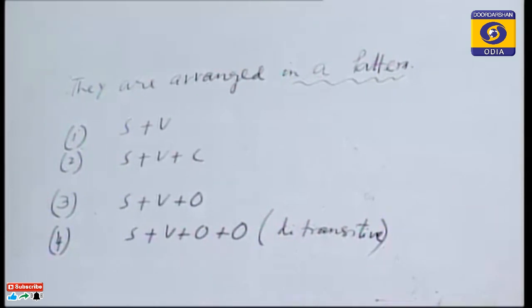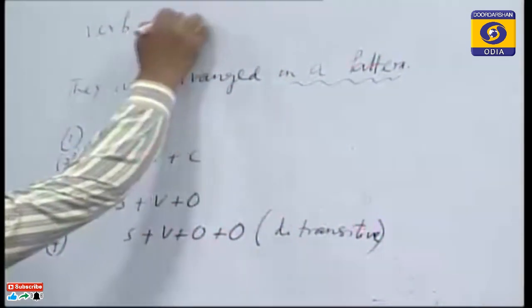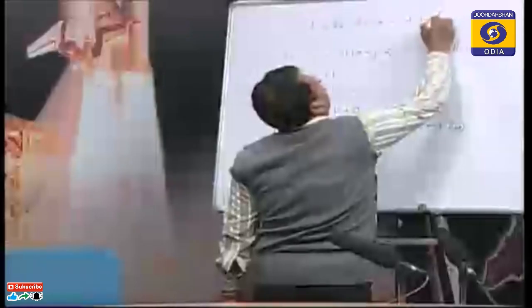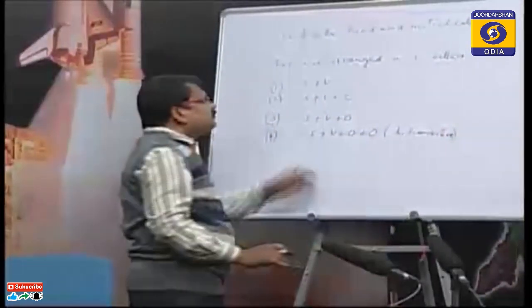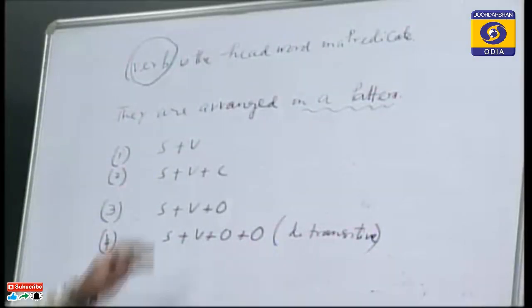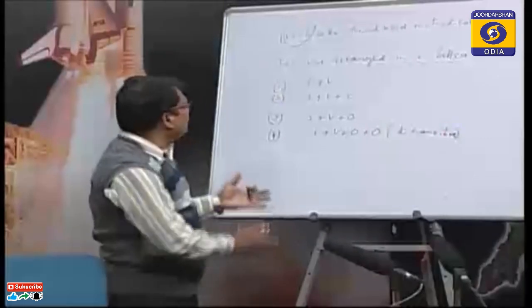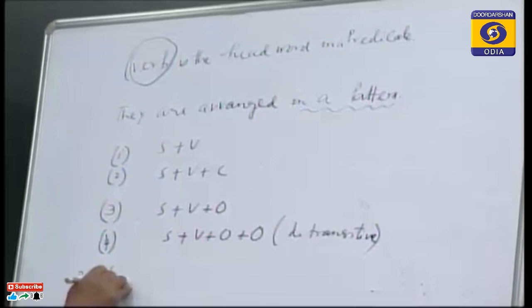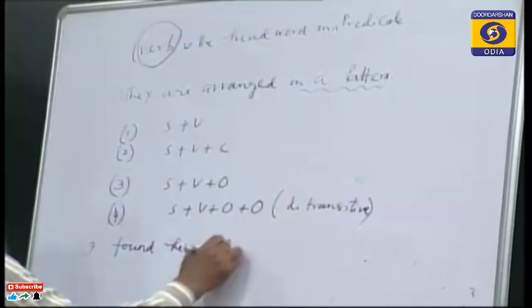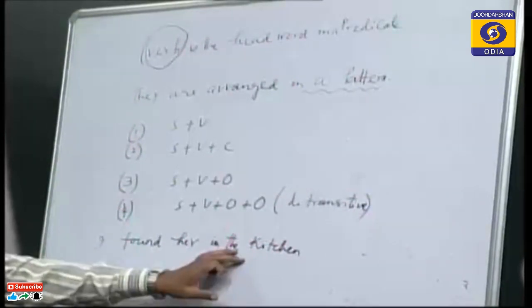And from the beginning I want to say that the verb is the head word in a predicate phrase. Verb is the head. And the verb decides what type of structure we are going to have. This is the role of the properties of the verb. For example, "I found her in the kitchen."